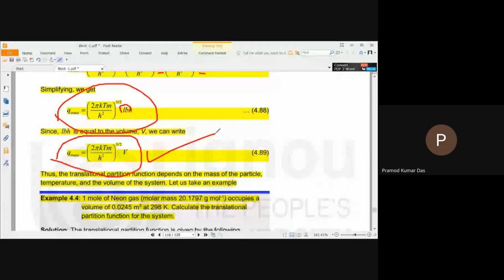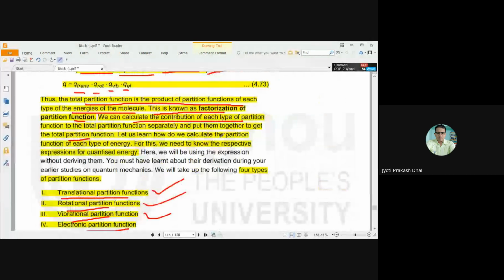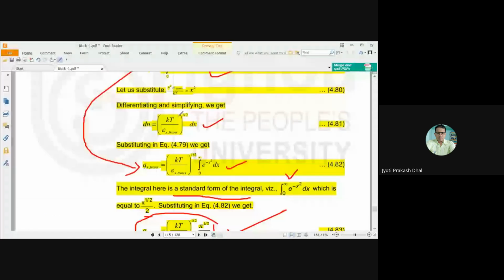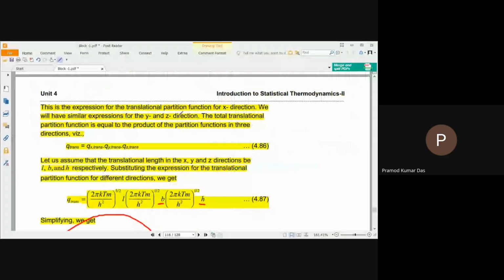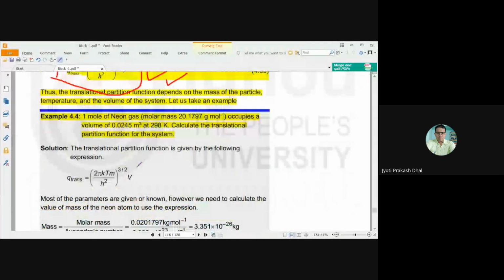So this is one long question. Starting from here, we will continue, and finally we have to derive this one. So this is one long question. And now coming to one numerical question. So the numerical question, let us see the numerical question.